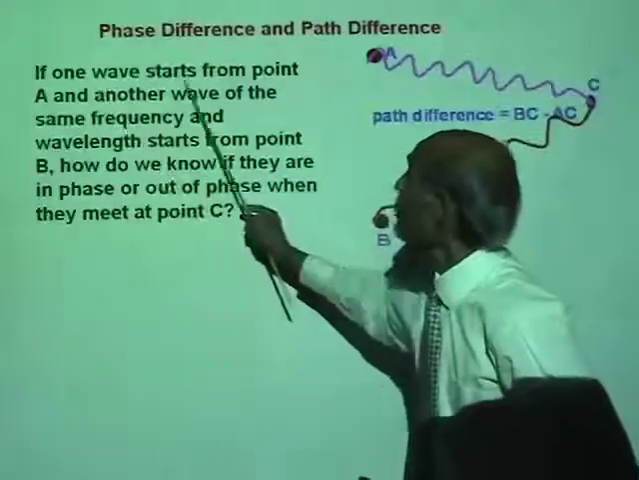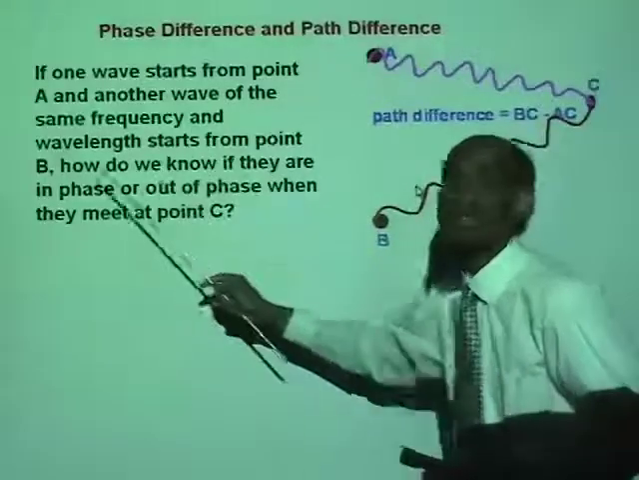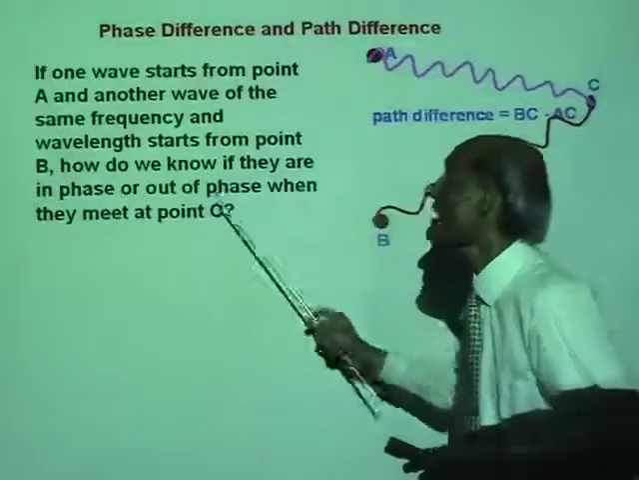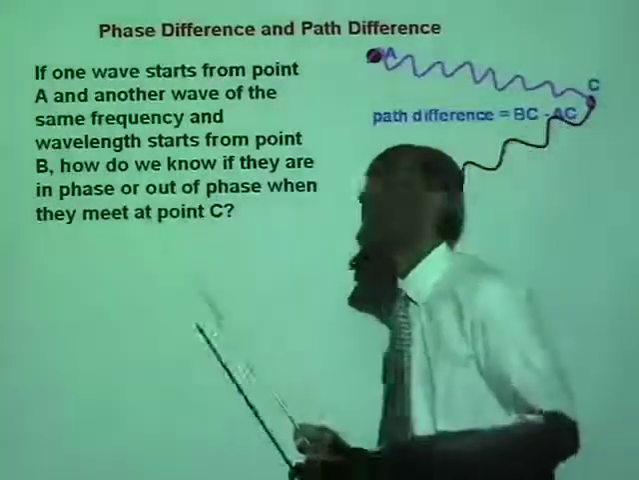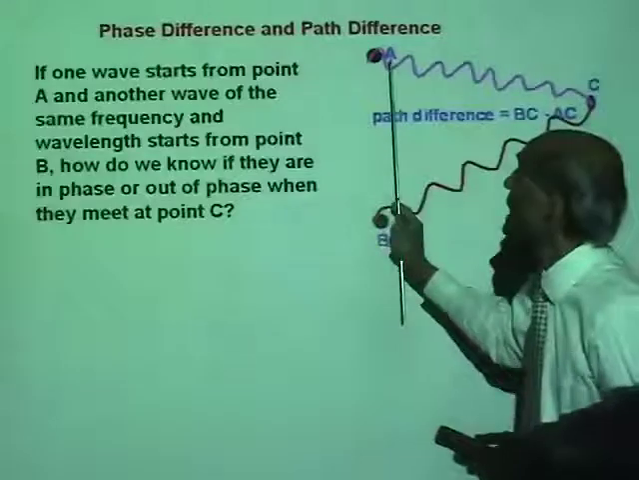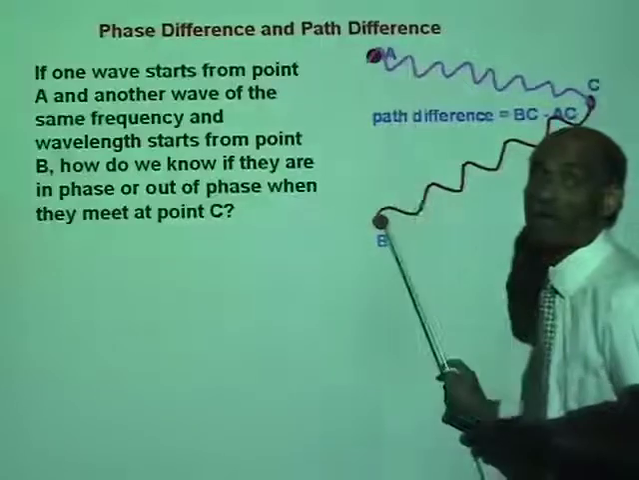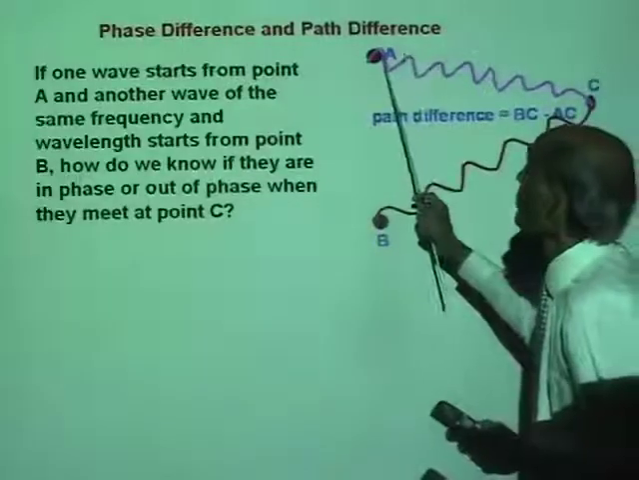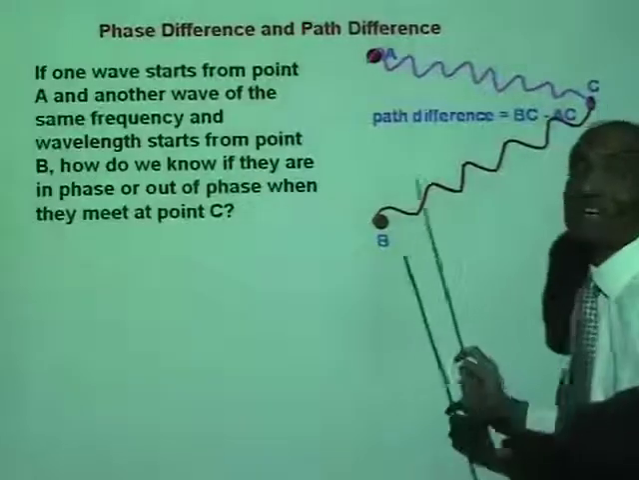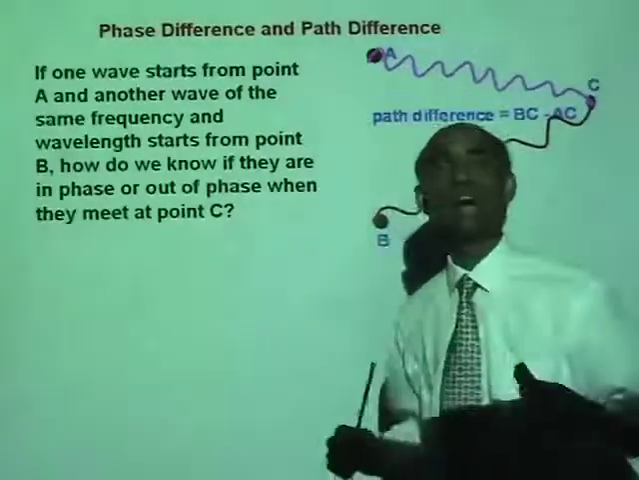Now, if one wave starts from point A and another of the same frequency starts from point B, how do we know if they are in phase or out of phase when they meet at point C? Can you tell me, is there any way that you can tell? Suppose this is loudspeaker 1, B is loudspeaker 2. Both the waves from speaker 1 and speaker 2 reach point C. Is there any way to tell whether those waves are in phase or out of phase?